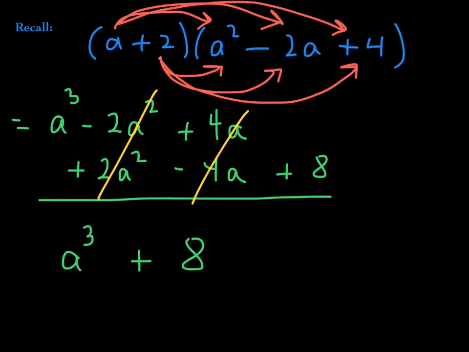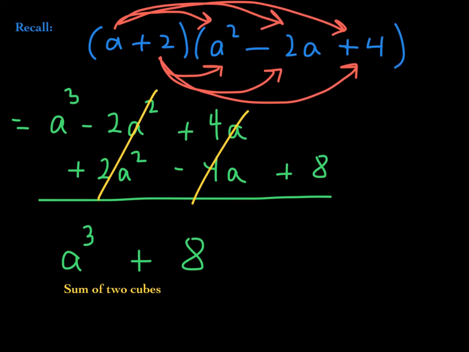This is a sum of two cubes. So that's great. A cubed is a perfect cube because it's a times a times a. 8 is a perfect cube because it's 2 times 2 times 2. So the question is, how does a sum of two cubes factor? Well, it's up here. Notice it factors as a binomial followed by a trinomial, and I want you to notice the pattern.